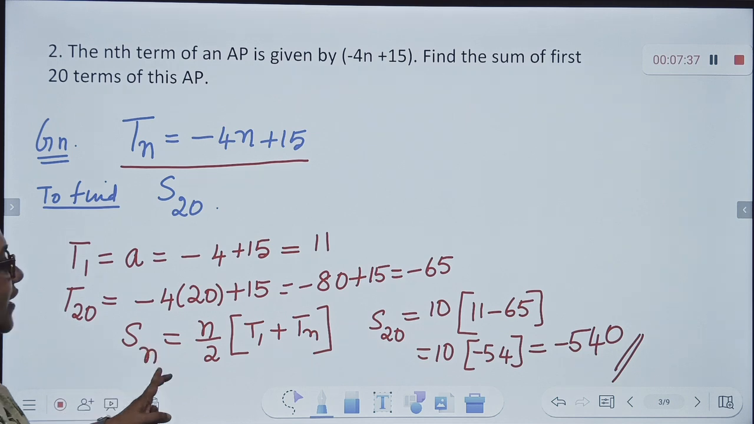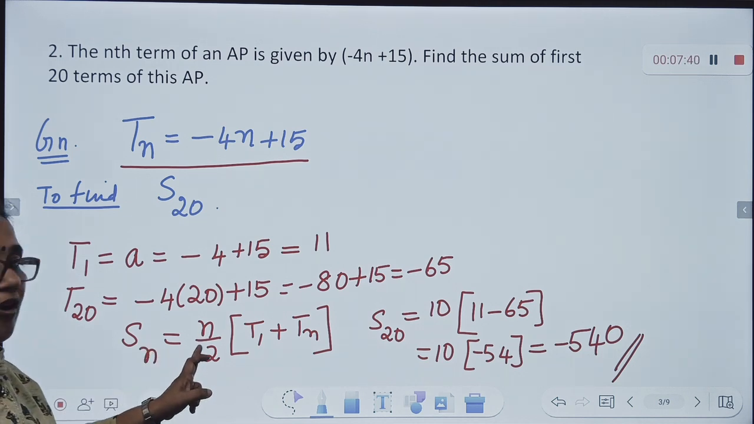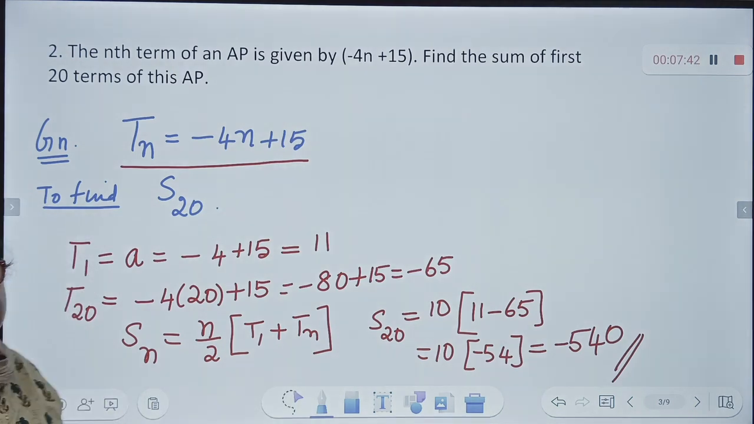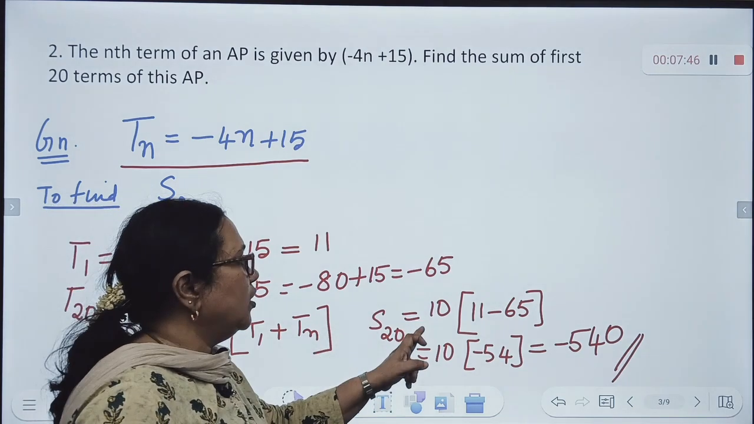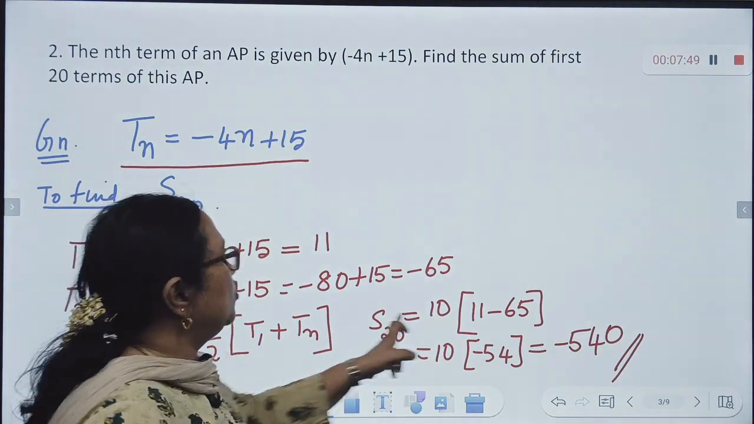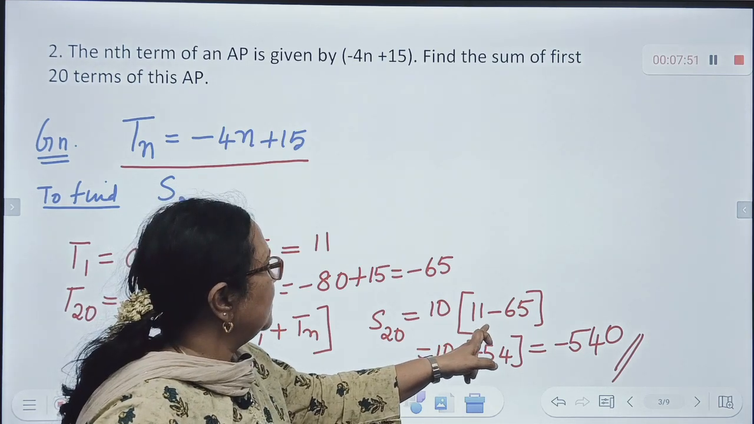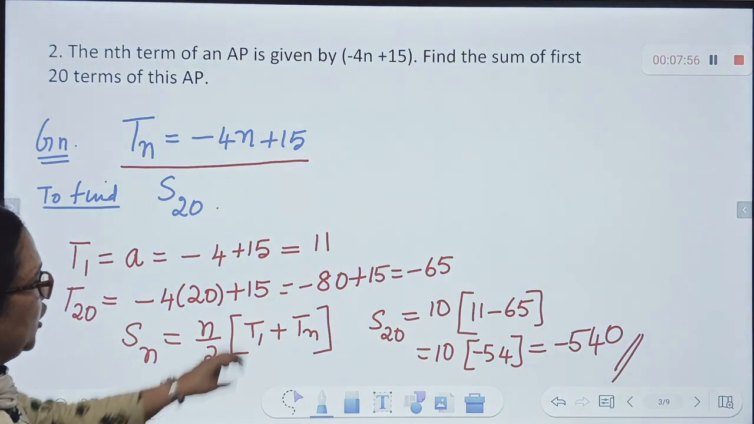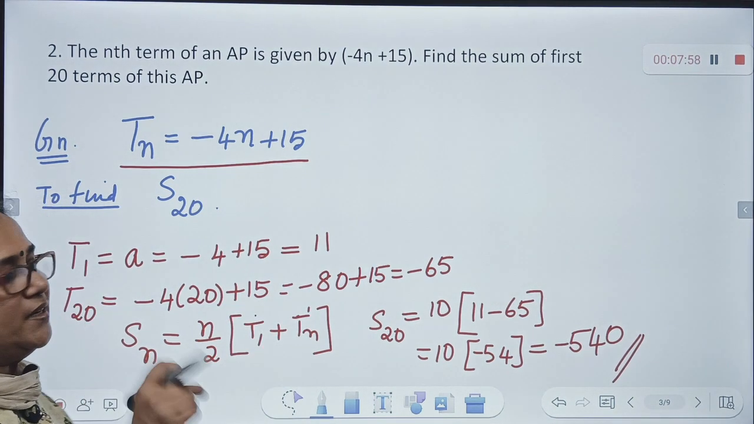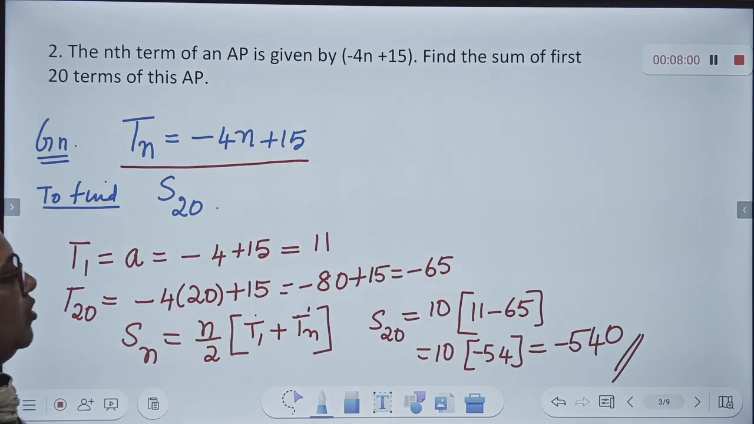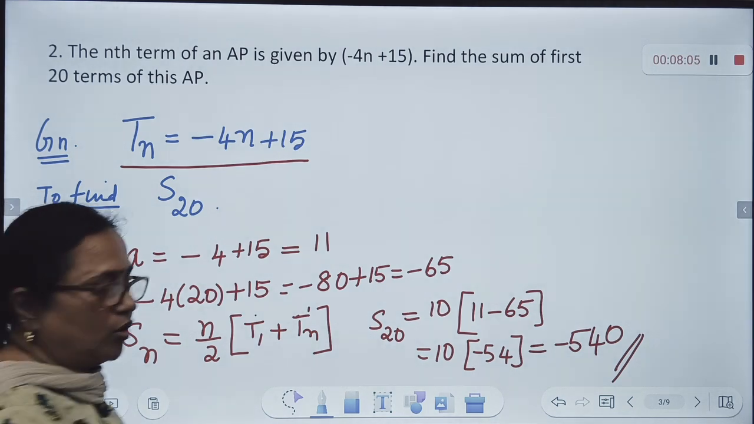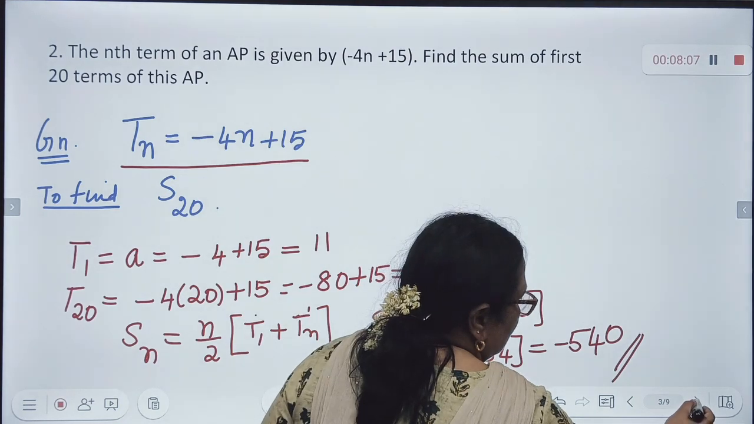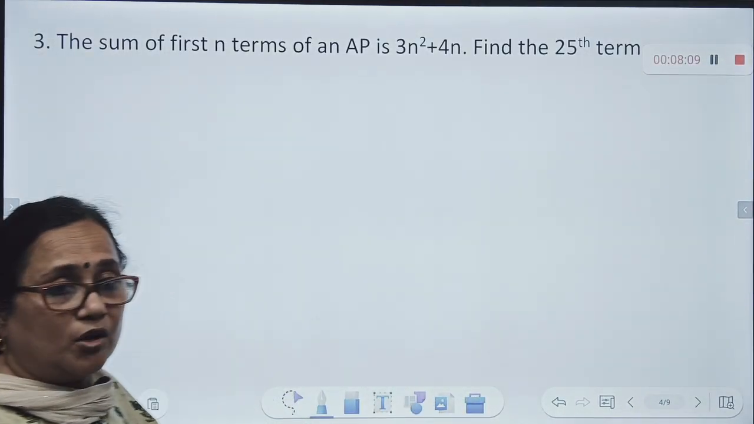What is the sum of n terms? I am using the formula n by 2 into first term plus last term. We have already derived this in the earlier video. So S20 equal to n by 2, 20 by 2 is 10. First term is 11. Last term is minus 65. So 11 minus 65, which is minus 54. Minus 54 into 10 is minus 540. So S20 is equal to minus 540. Is it clear? Are you comfortable?